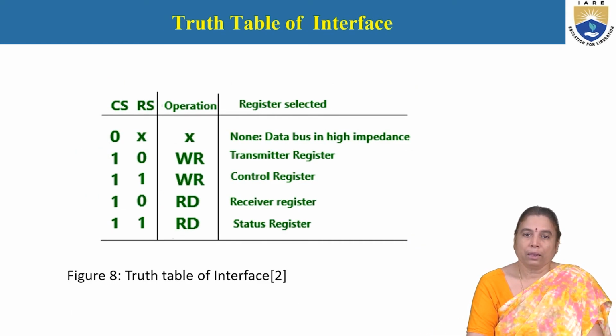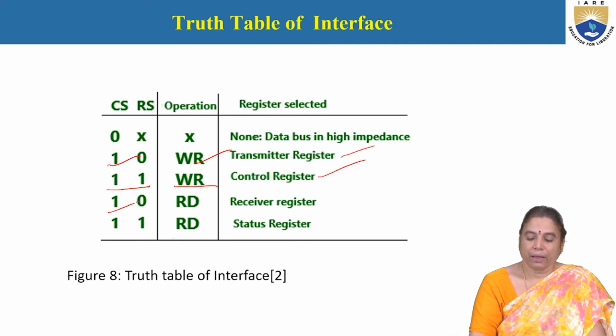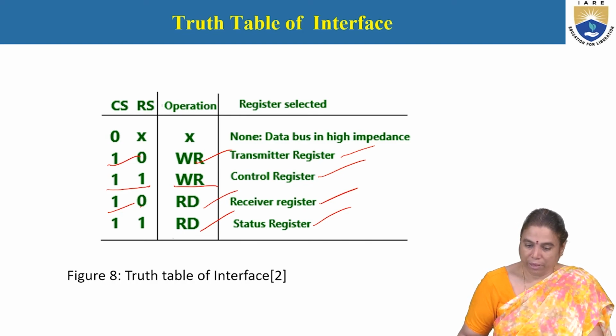So the truth table of this interface is as follows. When the chip is selected and WR is active, the transmitter register is active. When the chip and register select are on and WR is active, the control register is selected. When the chip selection is 1 and register selection is 0, and RD is active, the receiver register is active. When both CS and RS are 1 and RD is active, the status register is selected. In this way, the asynchronous communication interface works.